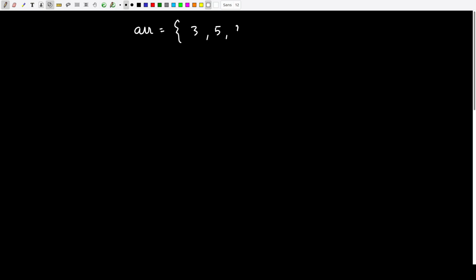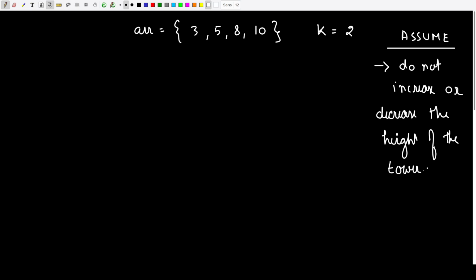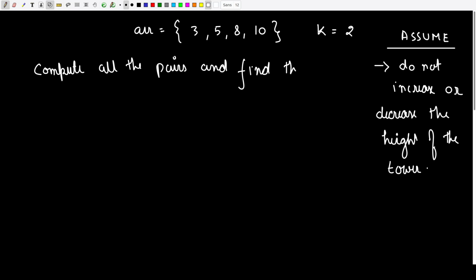So let us say the height of the tower which is given to us is this, and the value of k equals 2. And let us make one assumption, which is that at this point we are not supposed to increase or decrease the height of the tower. If we go with this assumption, then in order to get to our answer, all we have to do is compute all the pairs and find the difference between them.